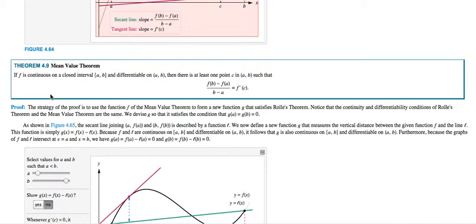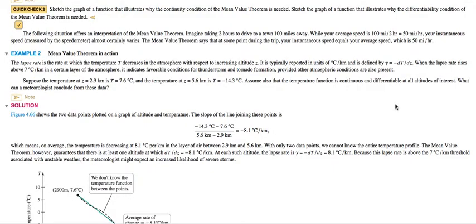If a function is continuous on a closed interval AB and differentiable on that open interval, then there must be at least one point C inside the interval such that the slope of the tangent line is equal to the slope of the secant line. So you can see here it's given formulaically. On the left-hand side, we have the slope of the secant line, and on the right-hand side, we have the slope of the tangent line. The proof of the mean value theorem is a little bit more complicated than I'd like to get into at this point.